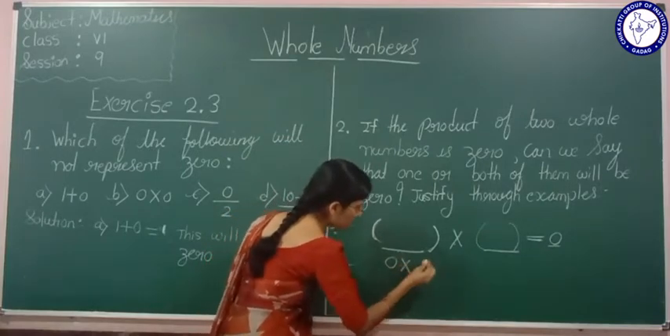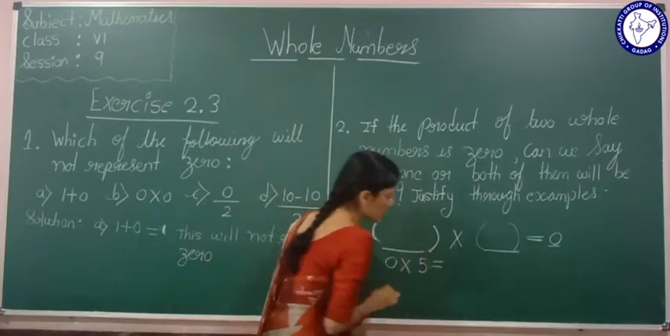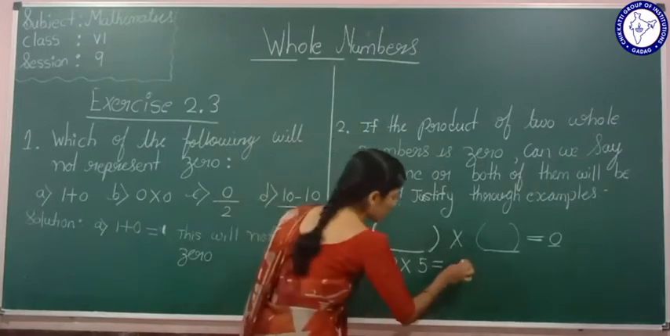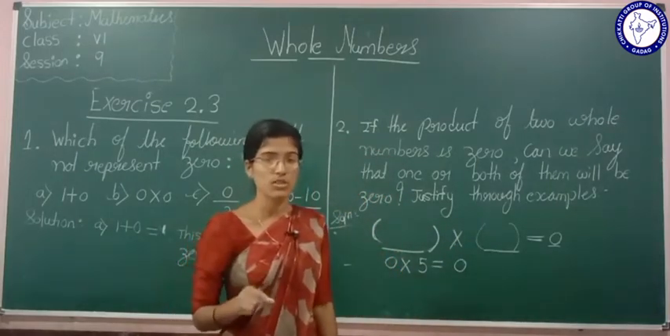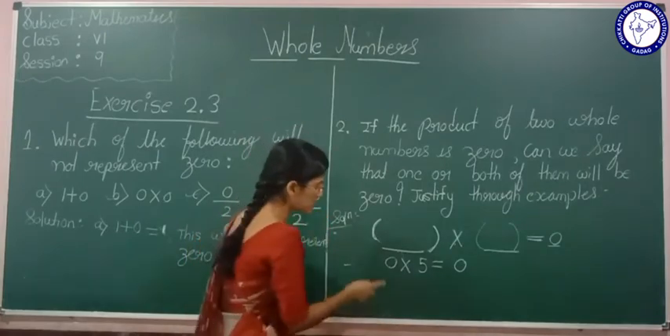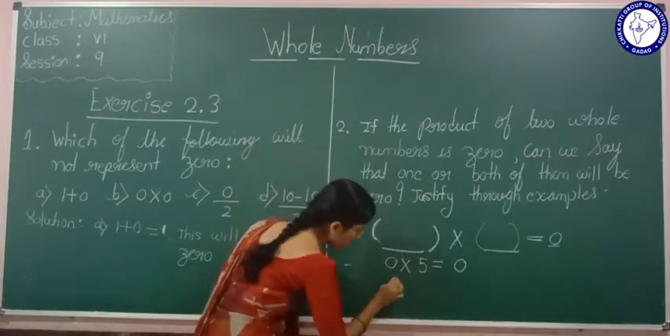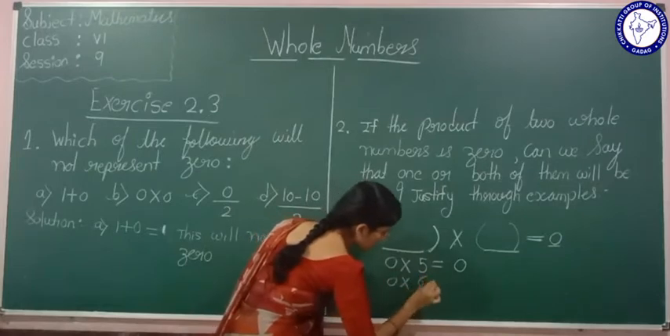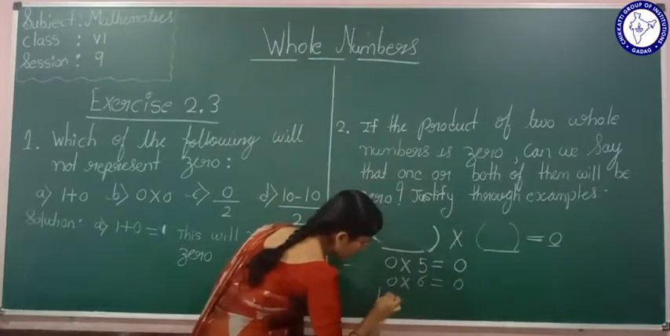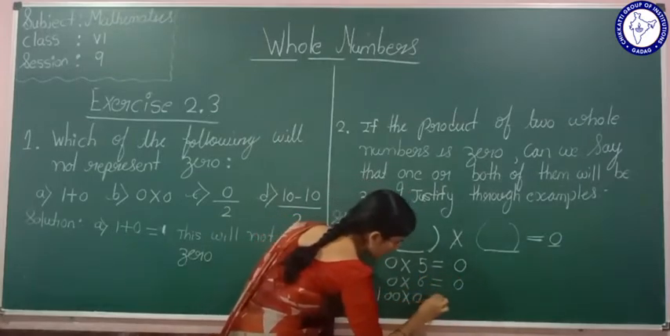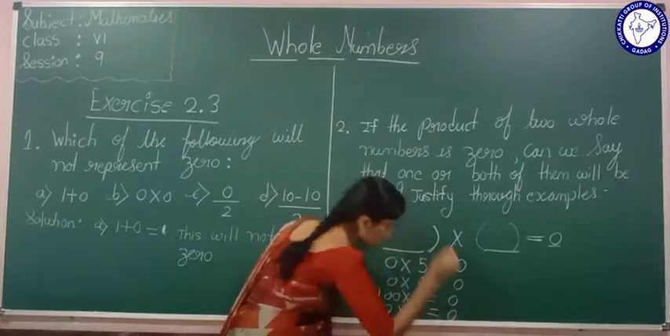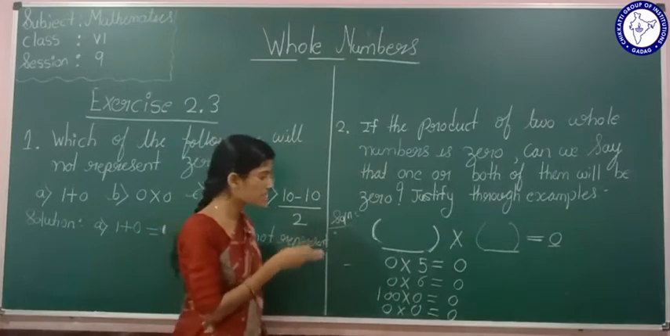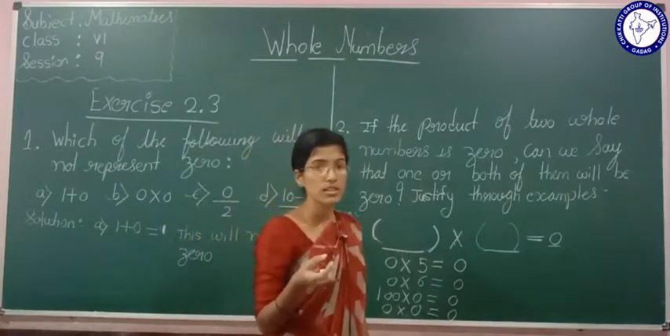So 0 multiplied by 5, what, students? 0 multiplied by 5 is 0. I told you that any number multiplied by 0, the answer will be 0 only. See here, 0 multiplied by 5 is 0. 0 multiplied by 6 is 0. 100 multiplied by 0 is 0. 0 multiplied by 0 is 0. From these examples, what point are you getting?